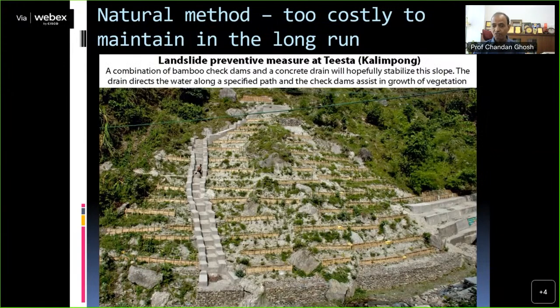But why we are emphasizing vetiver grass: this is a natural plus technical way, where some kind of gallery and other things are there. Bamboo is also being used. A combination of bamboo check dams and concrete drain will hopefully stabilize this slope. But the thing is, it is also a natural method. Bamboo is being used here, but it is too costly to maintain in the long run, whereas vetiver grass we don't have to maintain.